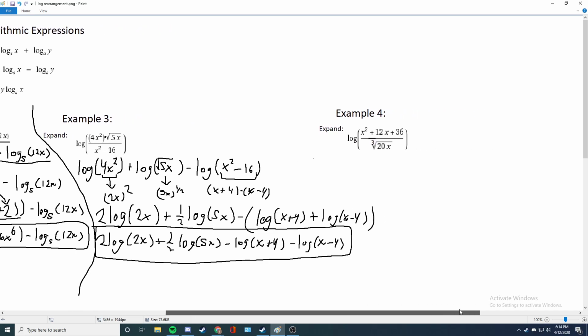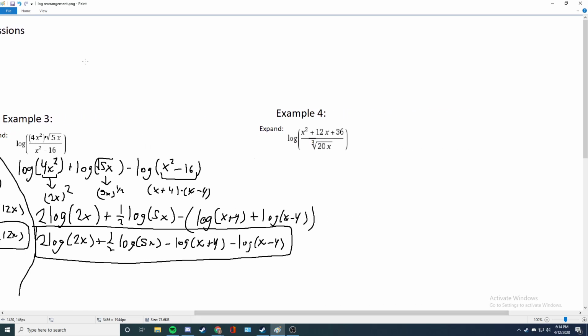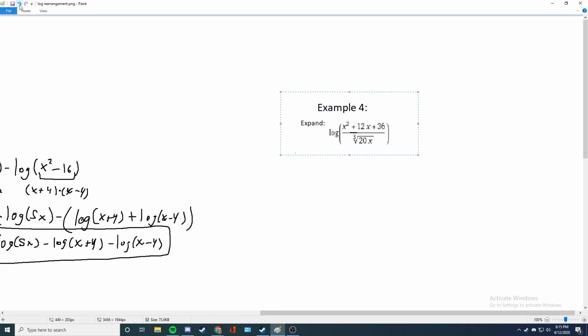And now finally, example 4. We're going to use the same process that we did for the last problem. I'll move it into a more open space for us. We've got the log of x squared plus 12x plus 36 over the cube root of 20x. So once again, let's just split it into the multiple terms that we can. So we've got the log of the top, x squared plus 12x plus 36, minus the log of the bottom, the cube root of 20x.